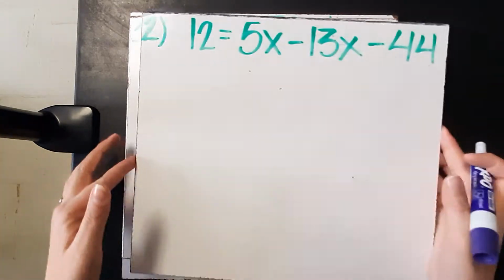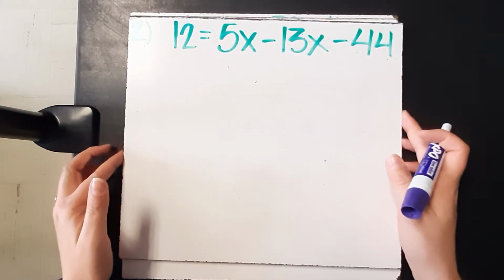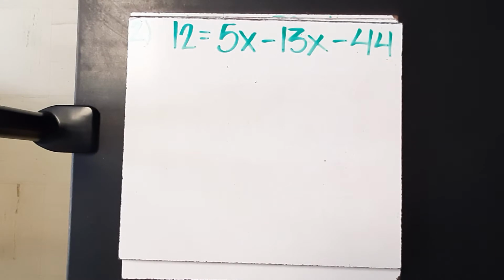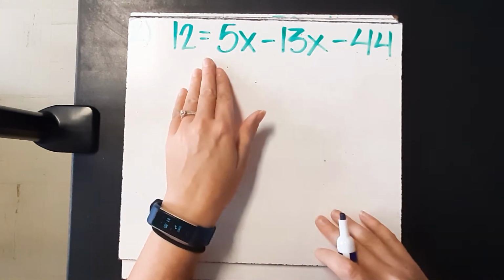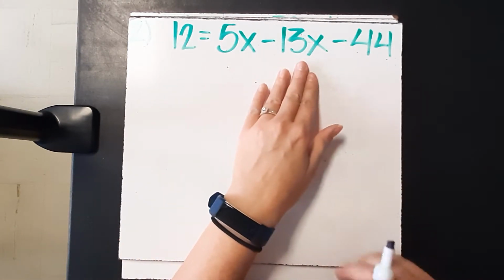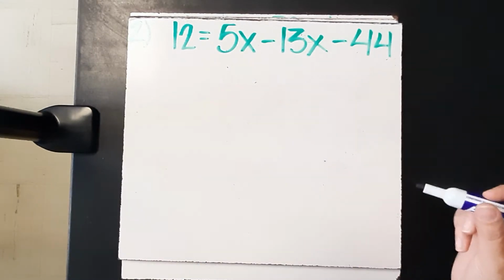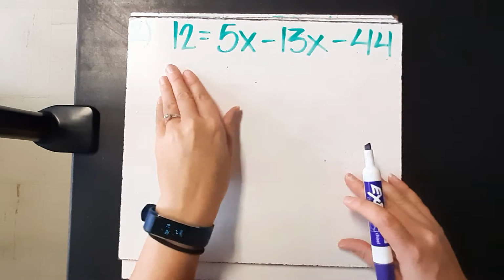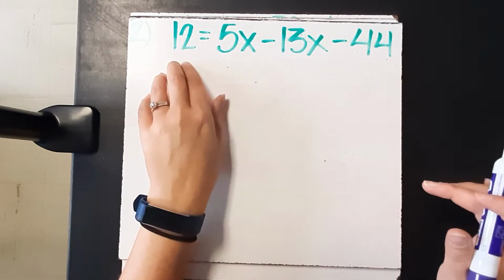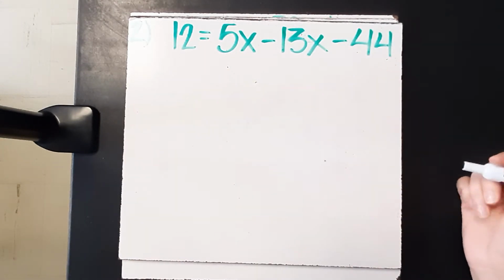All right, let's take a look at another one. So this is another type of multi-step equation. We have 12 equals 5x minus 13x minus 44. So step 1 is to distribute if needed. When we look at this problem, we do not have any parentheses, and that means that we will not need to distribute. So we get to skip that first step.